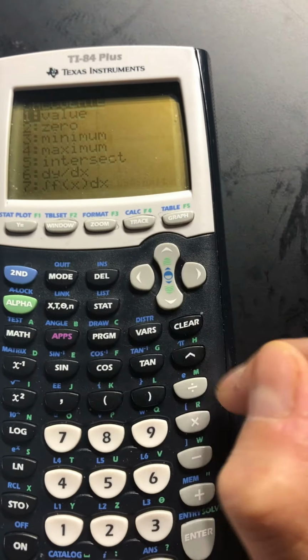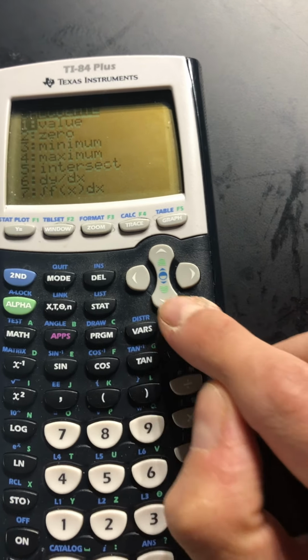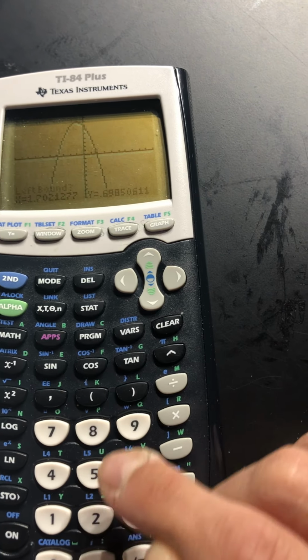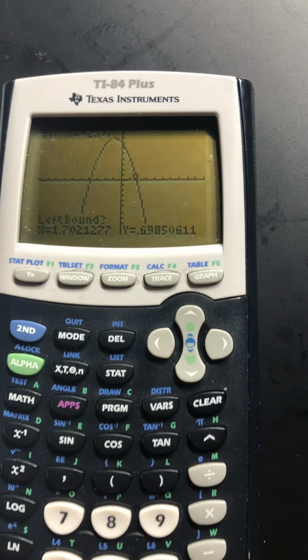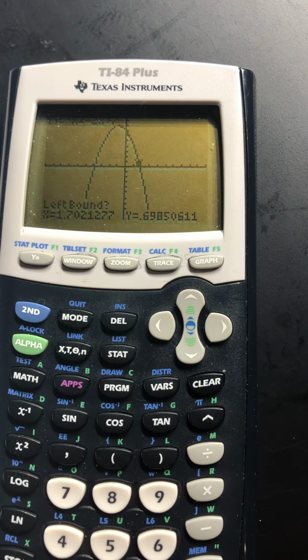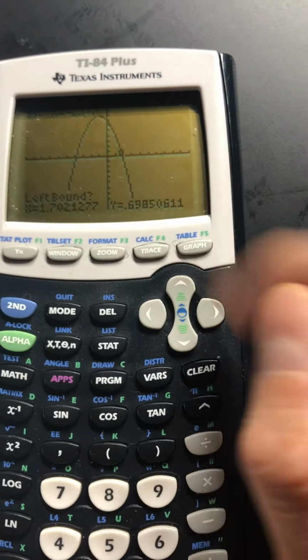We're going to push second trace. I'm going to choose choice 2 for 0. And I'm going to go down here, so as close as I can get. Now, I can't get all the way to the line or right on the line because of the pixels in the calculator. So I'm going to get as close as I can.